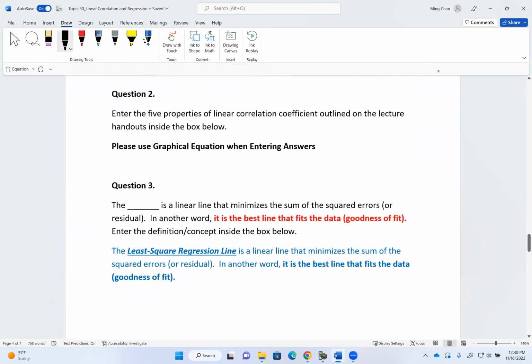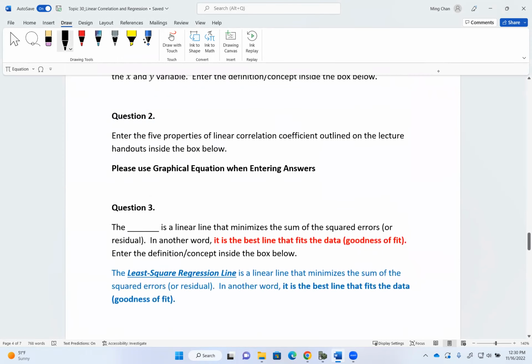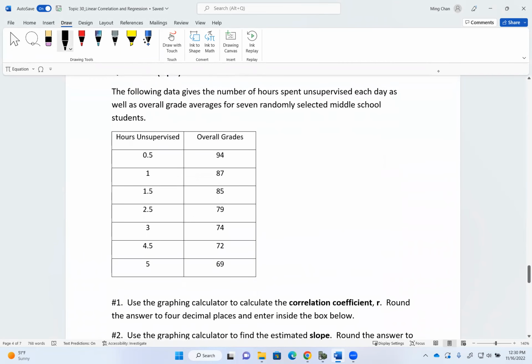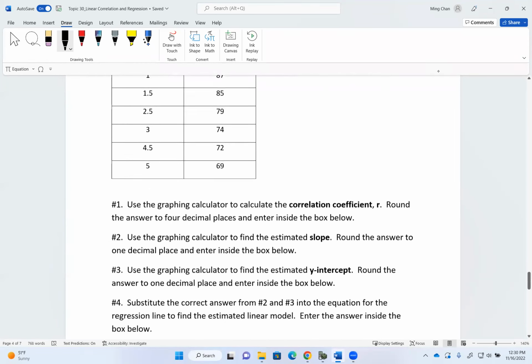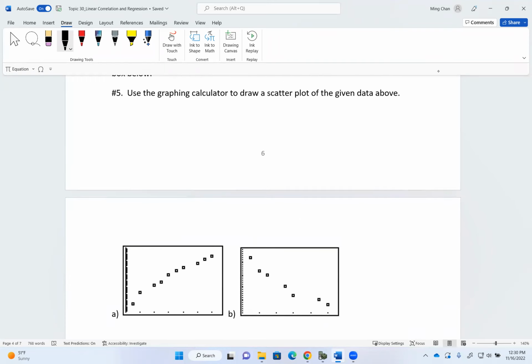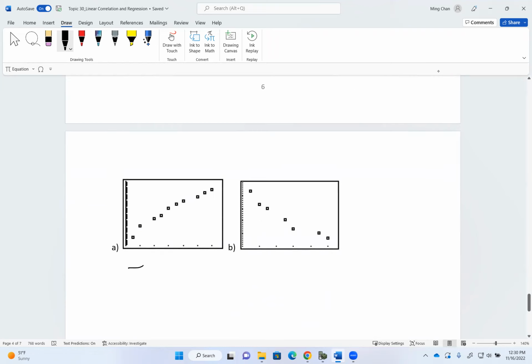All right, questions number 1, 2, and 3 are basically coming from the handouts. Number 4, do the same thing. Here are the hours, here are the grades. Do the same thing as I just did. Choose A or B. It is a multiple choice, but you actually have to hand type. Number 5, you're going to do A or B. You're going to hand type the answer for number 5.